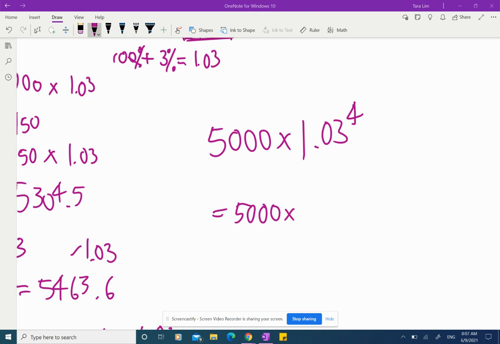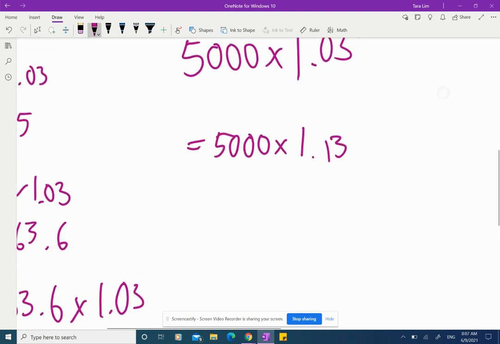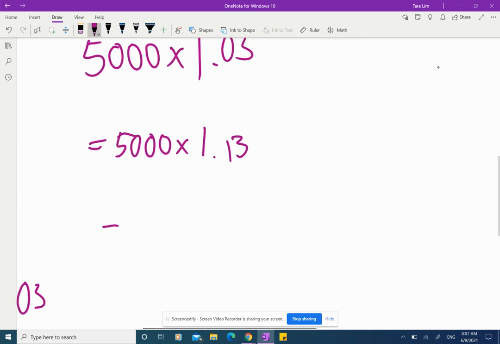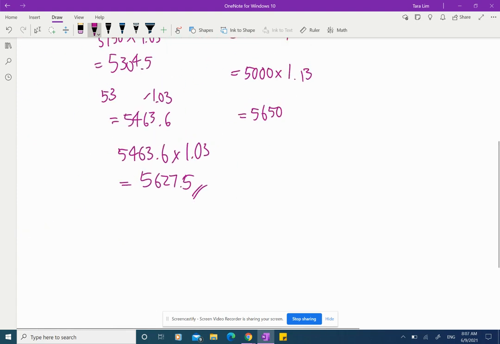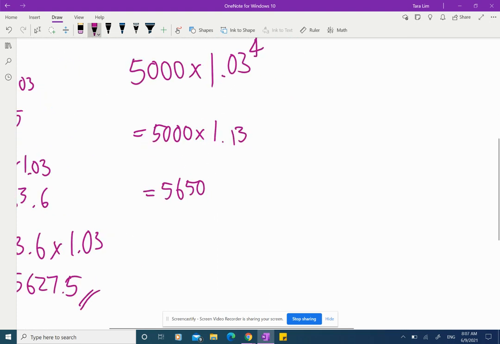So first of all, 1.03 to the power 4 is 1.12551. And we can round it off as 1.13. So let's see. 5,000 times 1.13 is equal to 5,650. And as you can see, the answer is a little different, but it is very close. So if we really used the 1.12551, it will be more accurate.